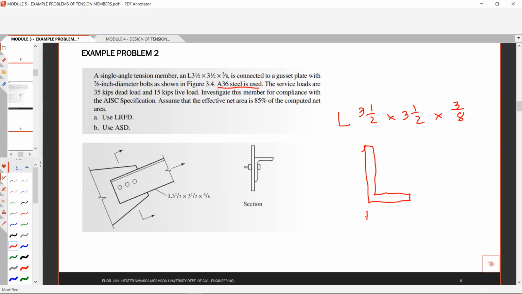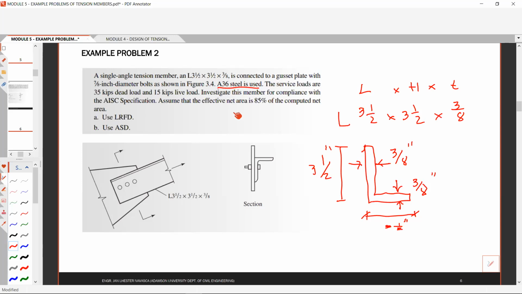So this is 3 and 1/2. The first is length, height, then the thickness. So that is 3 and 1/2. This one is also 3 and 1/2. And we have a thickness of 3/8 inches. Okay, this one is also 3/8 inches.